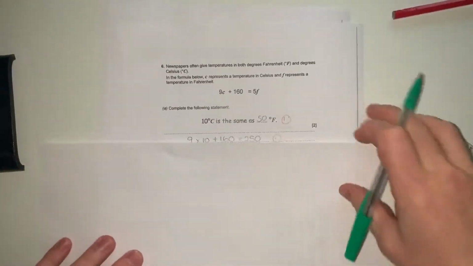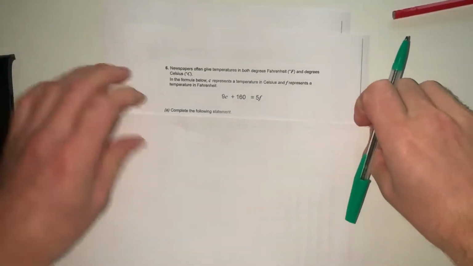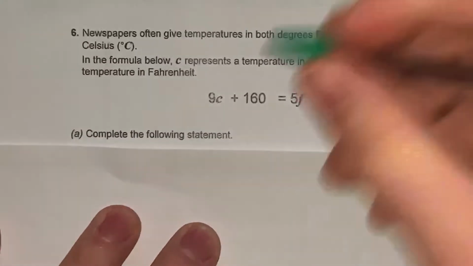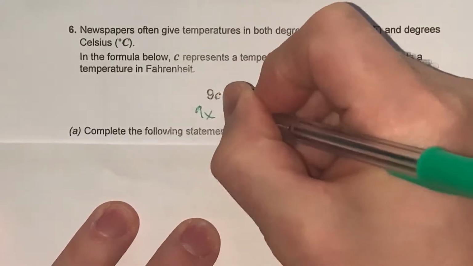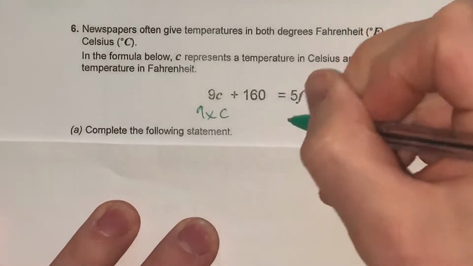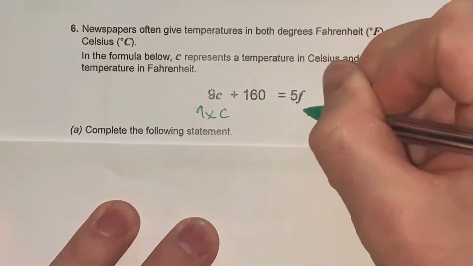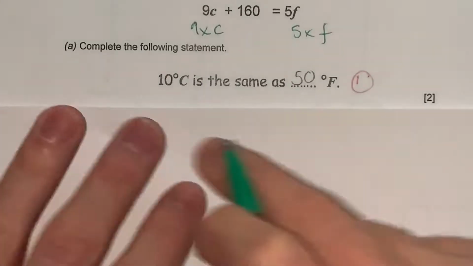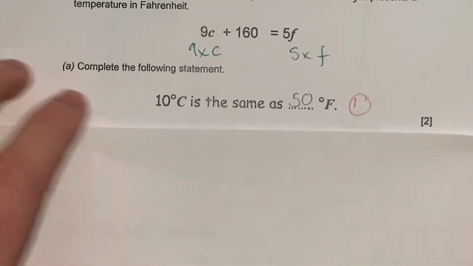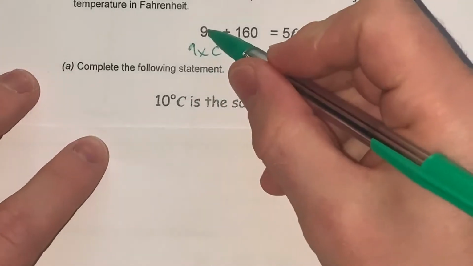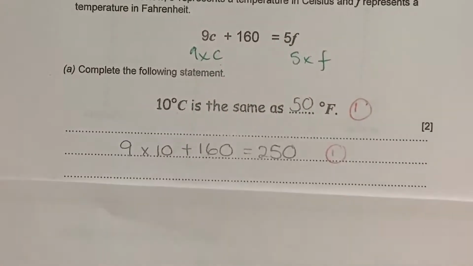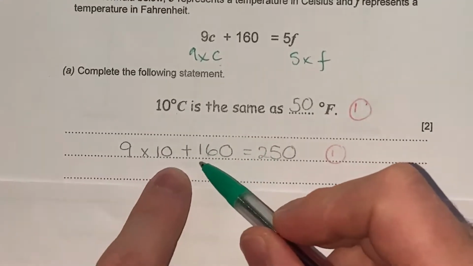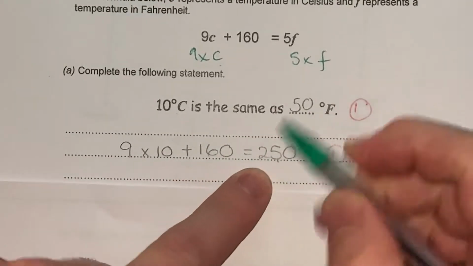All right then, guys. If you're ever given a formula like so, just remember that touching means timesing. So 9C means 9 times whatever the Celsius is. Then you add 160, and that would equal 5 times whatever the Fahrenheit is. So if we're completing this statement, 10 degrees is the same as 50. Where have I got 50 from? Well, 10 degrees Celsius, I've got to start by doing 9 times 10. Then add the 160. 9 times 10, add the 160 gives me 250.